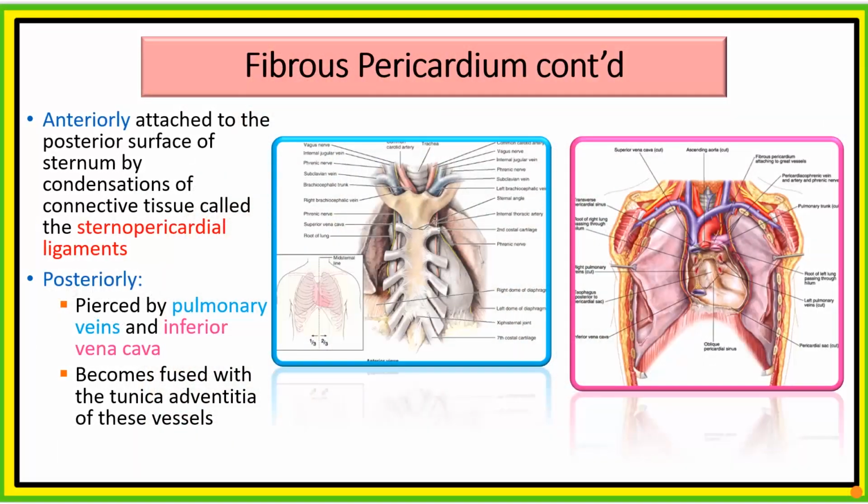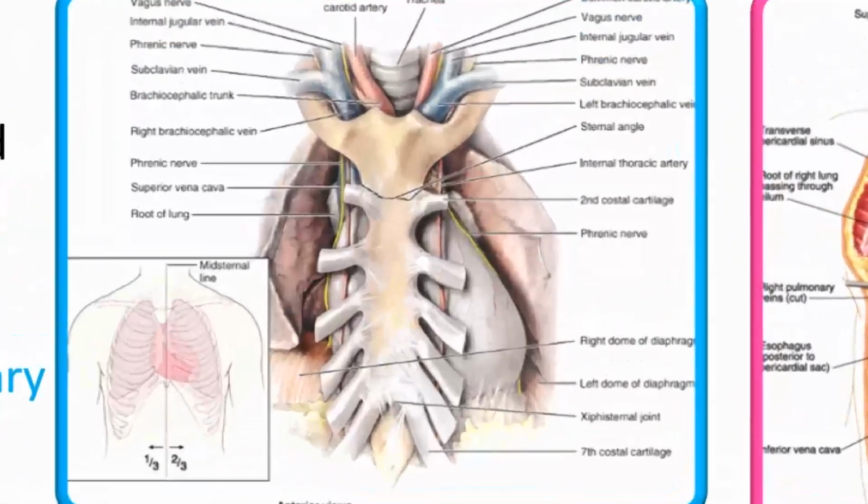Here we'll consider the other extensions of the pericardium. Anteriorly, we'll be seeing the structure that is relating to it anteriorly. We'll be seeing it attaching to the posterior surface of the sternum, and this attachment is by a condensation of connective tissue that is called the sternopericardial ligament. So here we see the fibrous pericardium getting attached to the posterior aspect of the sternum, or the inner aspect of the sternum, via this ligament called sternopericardial ligament.